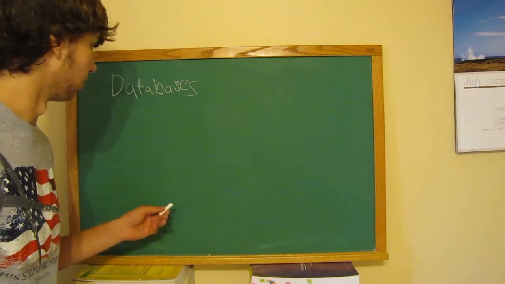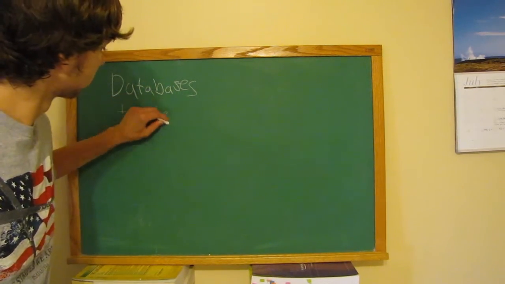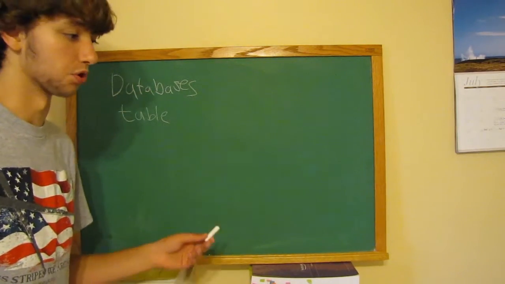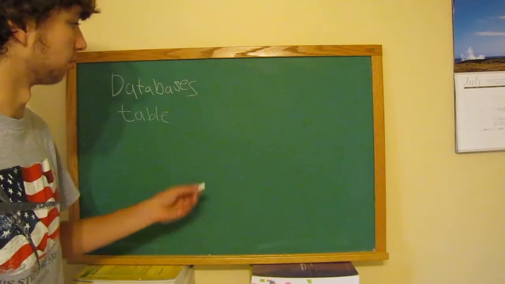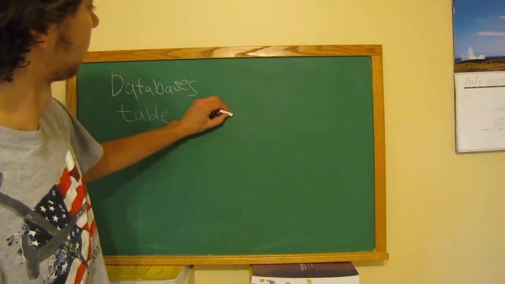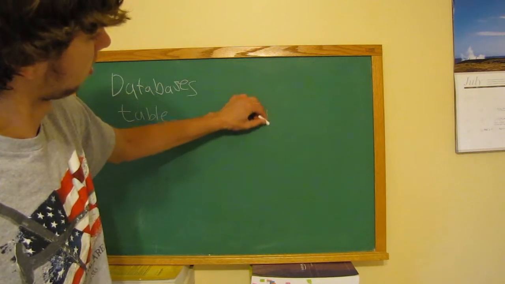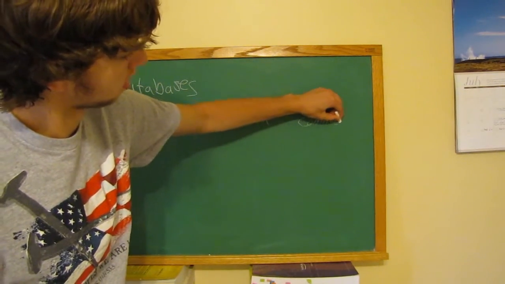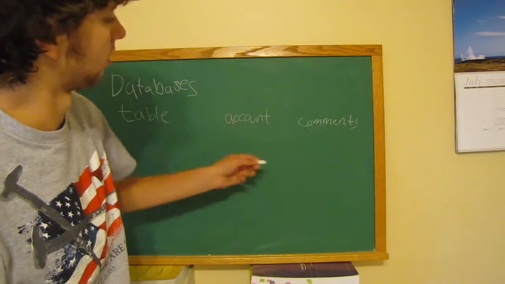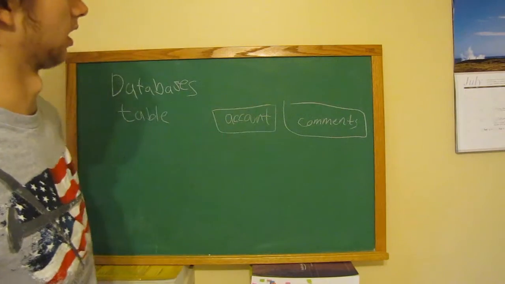And the next one, table. A table stores related data in a database. So the example I gave was, what was it? Account info and comments. These may be two tables. That way your data is more organized.